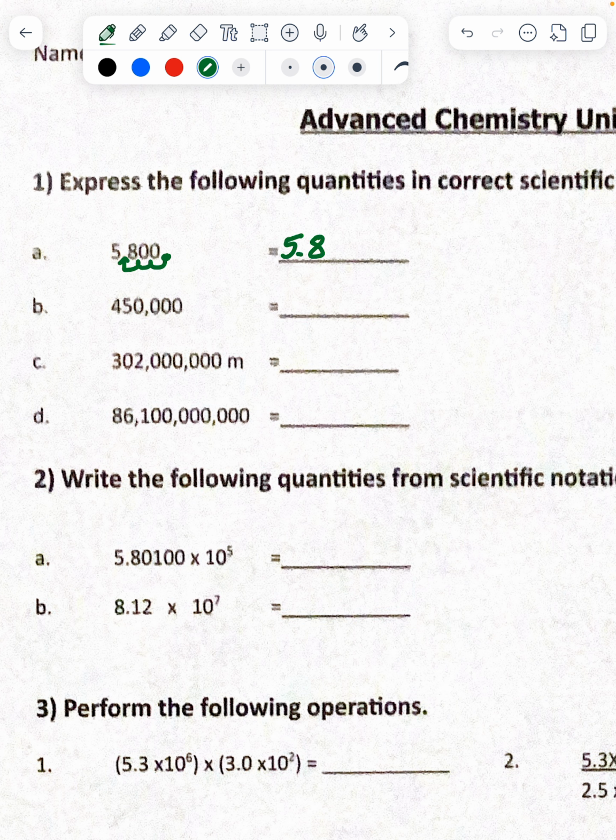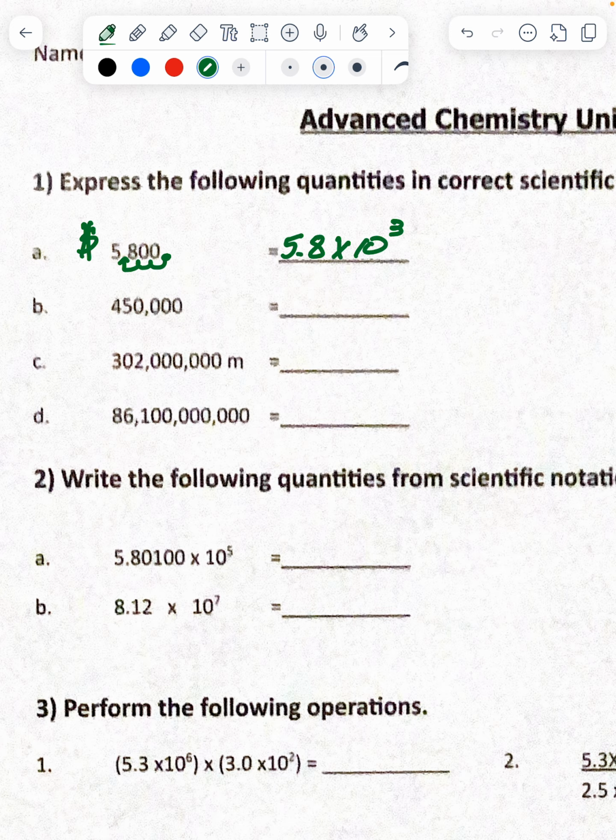So 5.8 times 10. The way I remember this is if this were my bank account, you'd be a pretty positive person. So if it's a big number, you get a positive exponent. If it's a small number, you'd be more of a negative person. So this would be a positive 3.